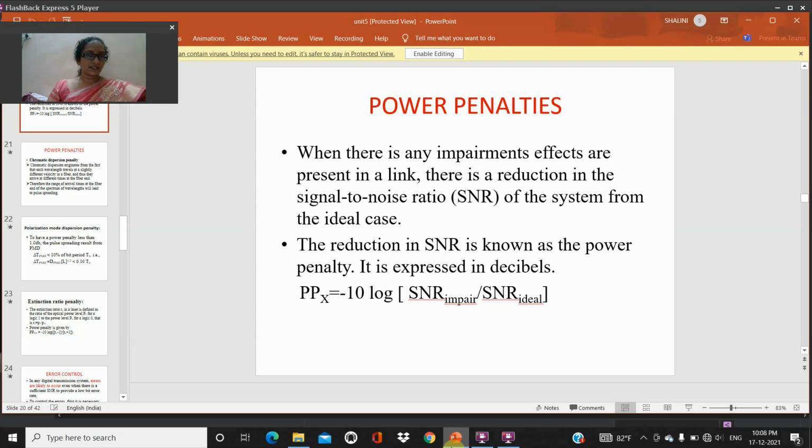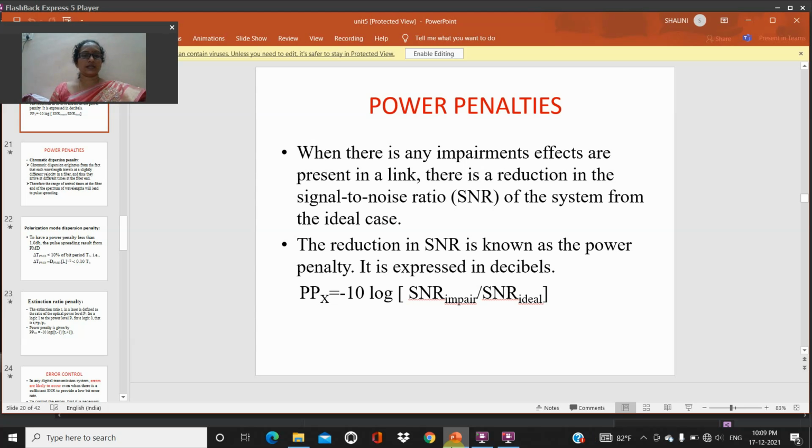Welcome back, friends. Now we will discuss power penalties. So what are these power penalties? When there are any impairment effects present in a link, there is a reduction in the signal to noise ratio of the system from the ideal case.